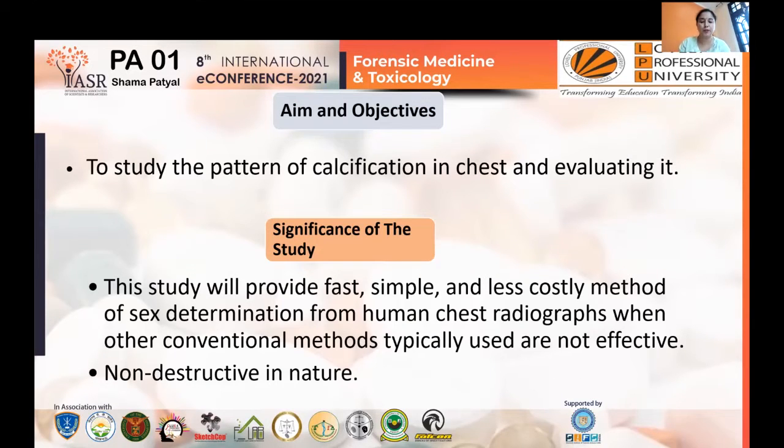Now, aim and objective. My aim is to study costal cartilage calcification in males and females with the help of digital radiographs and evaluating it. Now, significance of my study. This study will provide fast, simple, and less costly method of sex determination from chest radiographs. When other conventional methods are not effective and thoracic cage is only present, it is a non-destructive method.